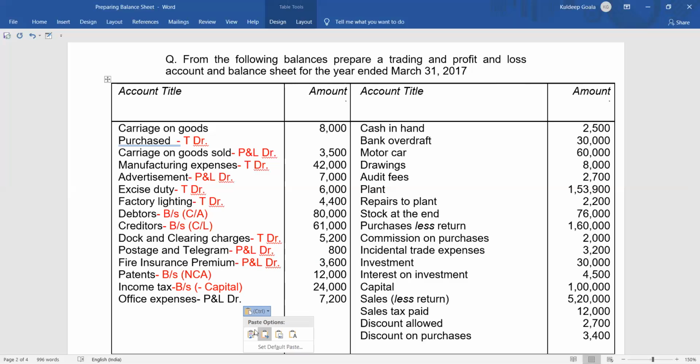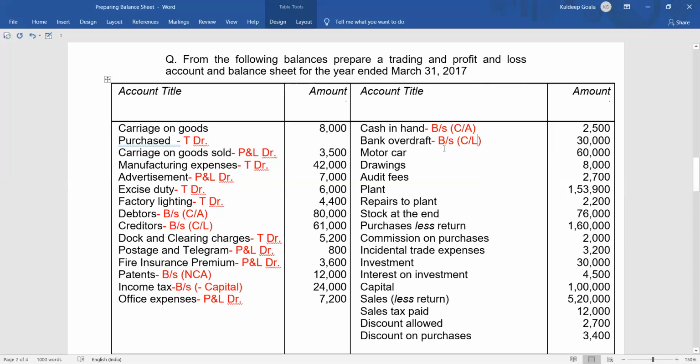Now let's go to the other side and see what is there. First of all, cash in hand. We know cash in hand is a balance sheet item, current asset, isn't it? So it will come in the balance sheet current asset side. Again, bank overdraft. Bank overdraft is again a balance sheet item, but it is not a current asset. It is a current liability.